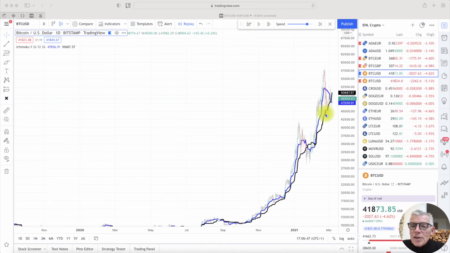The way that Kijun Sen and Tenkan Sen work, it's like elastic. So what happens is that the conversion line goes up high, and you will see the gap between the conversion line and the baseline getting bigger. And it's like elastic because in essence the market wants to be in equilibrium. So eventually the market wants to see that Kijun Sen and Tenkan Sen are coming back together again.